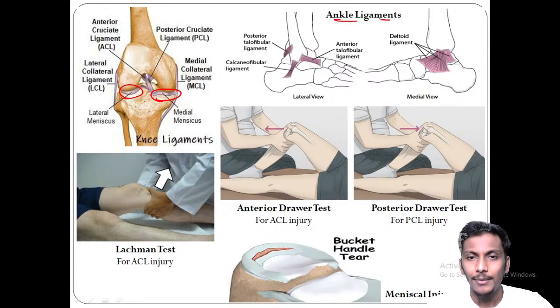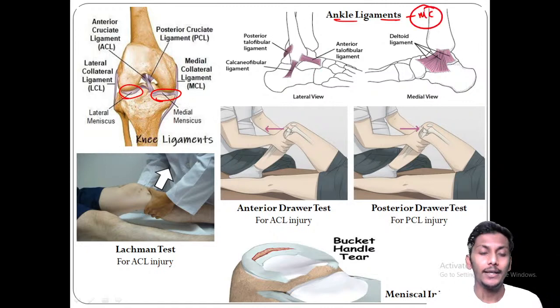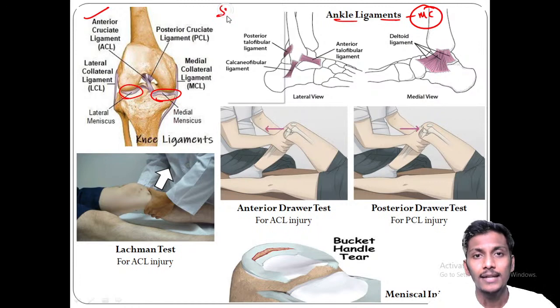Next are your ankle ligaments. Ankle ligaments are important. Please remember, ankle ligaments are the most common ligament injury in the body. What did I say? Anterior cruciate ligament is the most common ligament injury in the knee. But overall in the body, which are the most common ligament injuries? Those are your ankle ligament injuries. So please remember ankle ligament injury. Ligament injuries are usually known as sprain, and muscle injuries are usually known as strain. Remember, ligament are sprain, muscle are strain.